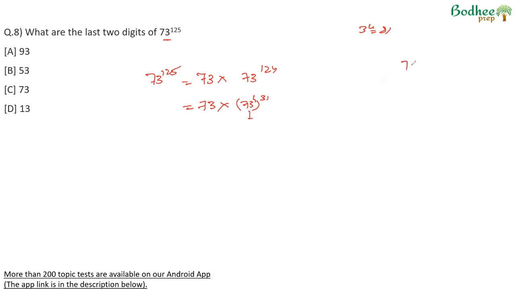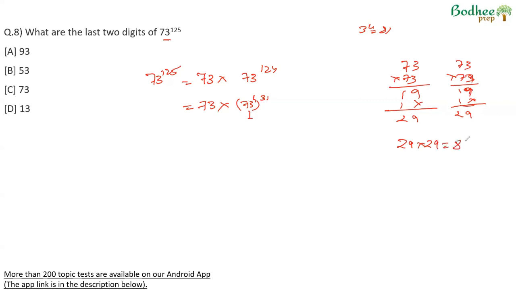So for that I multiply 73 and 73. 73 into 73 will end in 9, 1, 29. Just looking at the last two digits, this is 73 square. The other 73 square will also end in 29. And we know that 29 into 29 ends in 841. So ends in 41. That is 29 into 29, the last two digits of the product.